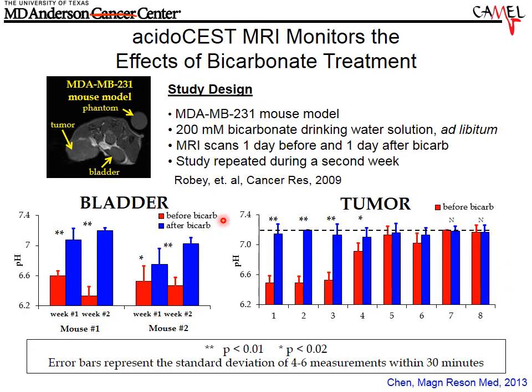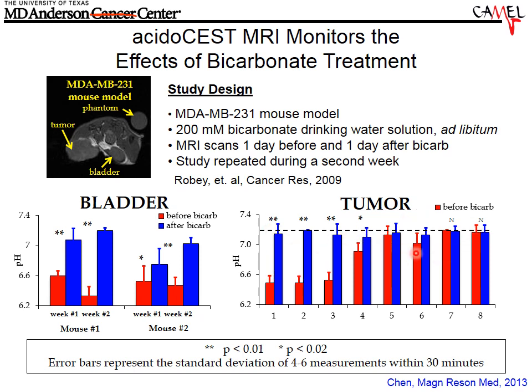But as I mentioned, I think acidoCEST MRI and a lot of molecular imaging is best used for detecting the effects of drug therapy. I would not recommend bicarbonate or baking soda as a treatment for cancer, but this is a way of validating that we can change the pH of the tumor and measure that change with acidoCEST MRI. Some tumors in this study had low pH, and after allowing the mouse to drink 200 millimolar of bicarbonate in their drinking water, we saw the pH increase for all of those tumors.